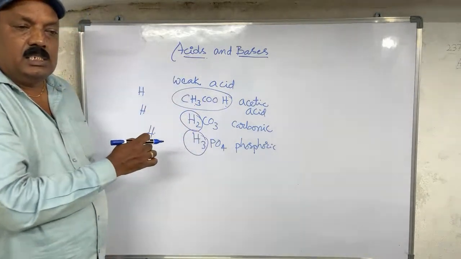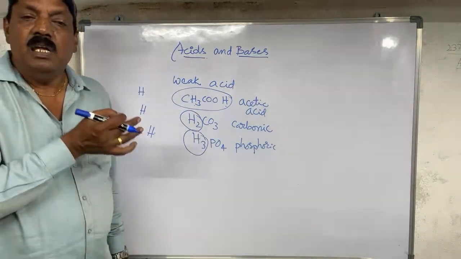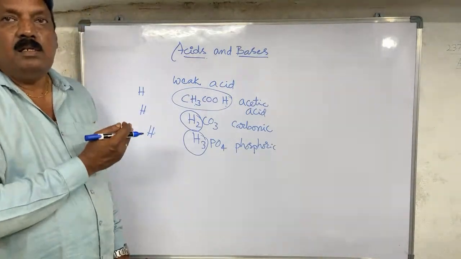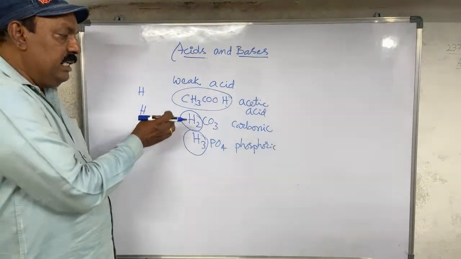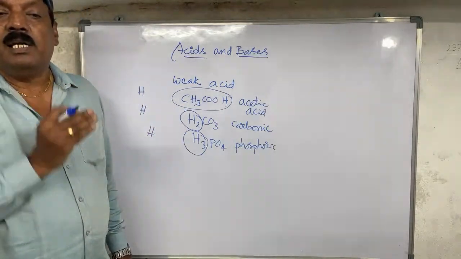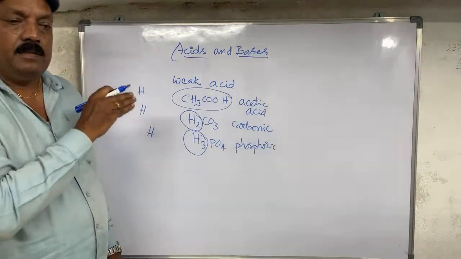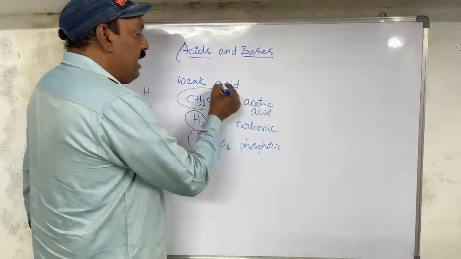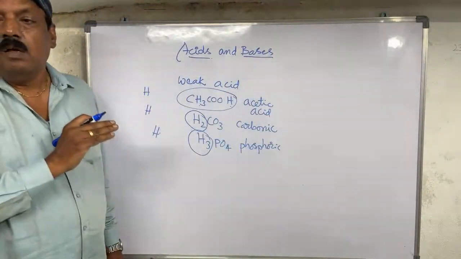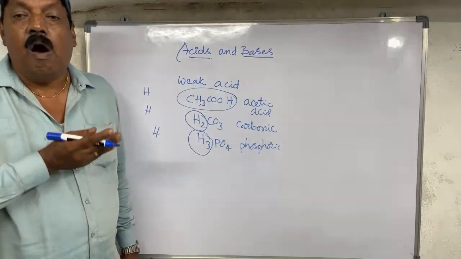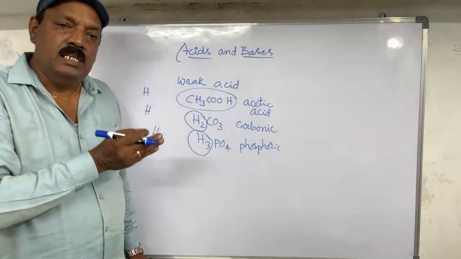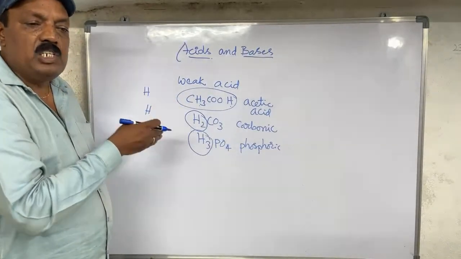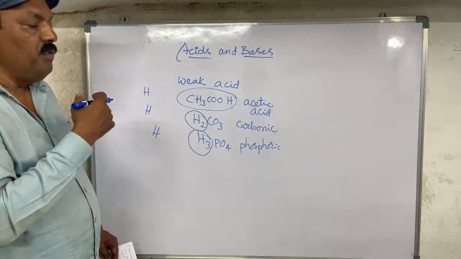These 3 acids release only one hydrogen even though they have more than one hydrogen. So they are not furnishing all the hydrogens present in them. Then these are called weak acids, the acids which do not release all the hydrogens present in them. So this is the difference between strong acid and weak acid.